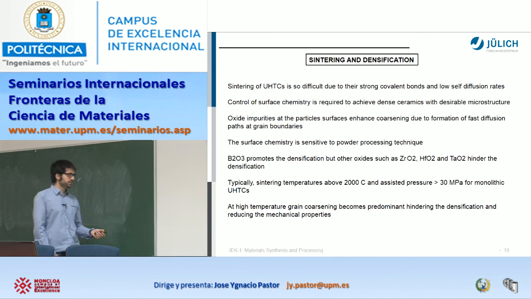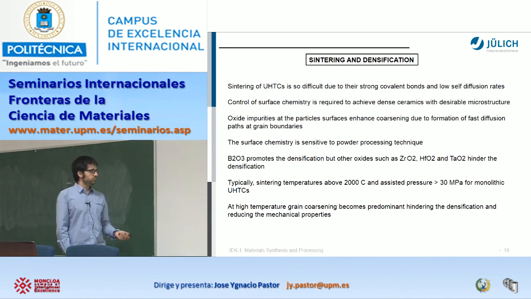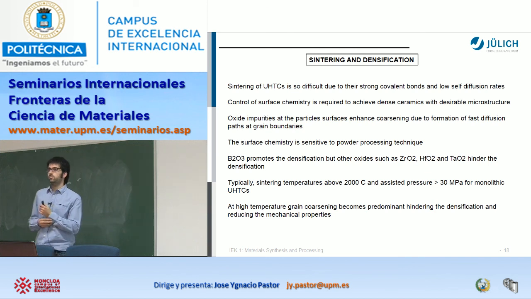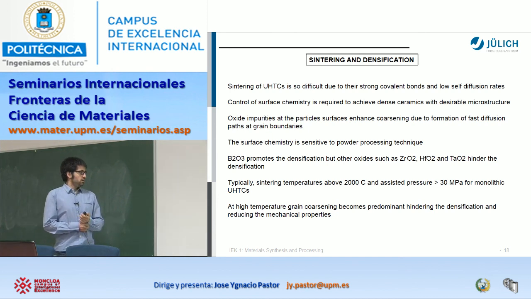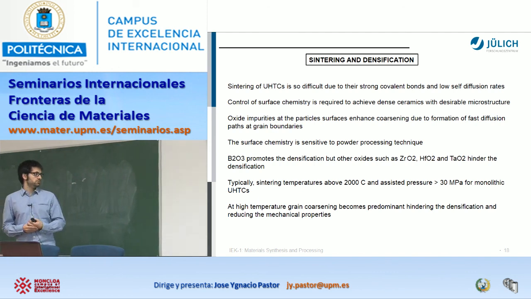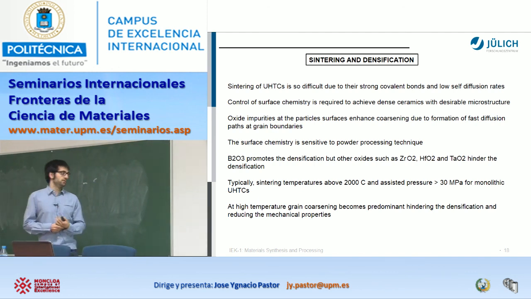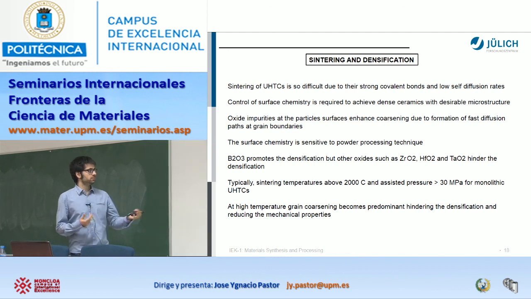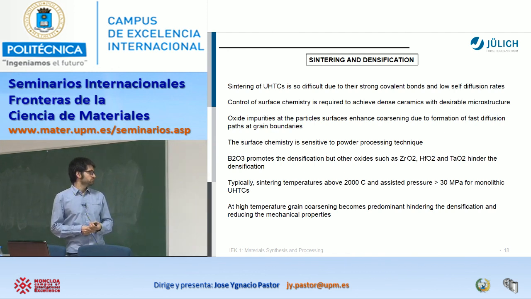For that reason, you need a really high temperature. Typically, this sintering temperature is about 2000 degrees, and always assisted by pressure. It's totally required. Obviously, these temperatures you cannot achieve in a conventional furnace, so you should go for a specific technique. The typical one is the hot press, but now, time by time, SPS is also used by industry, by different companies.